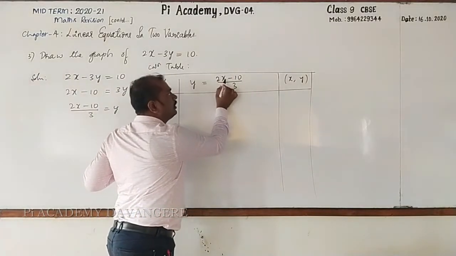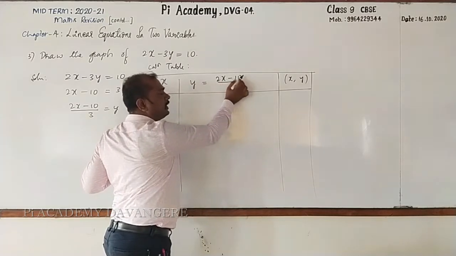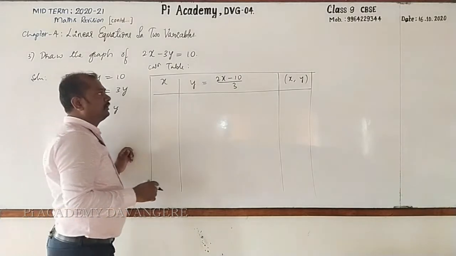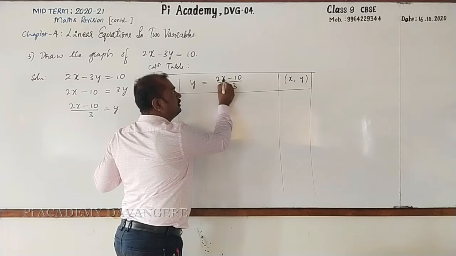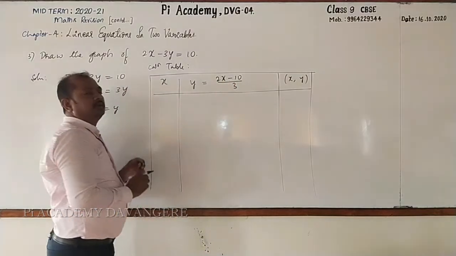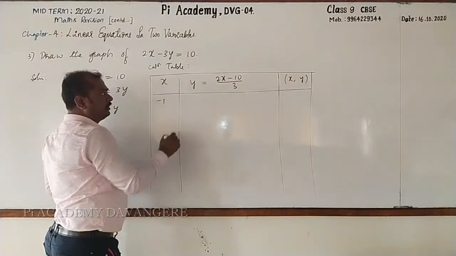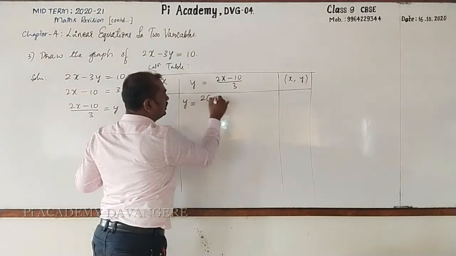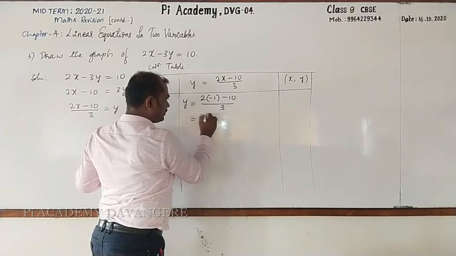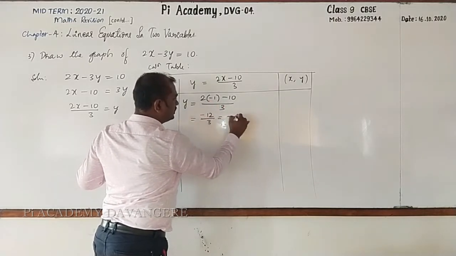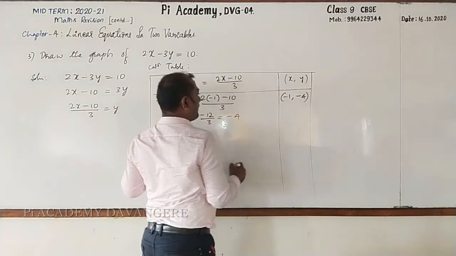You may take 1. When you take 1, 2 ones are 2. 2 minus 10, minus 8. Minus 8 by 3, not divisible. Next, take minus 1. 2 into minus 1, minus 2. Minus 2 minus 10, minus 12 is divisible by 3. You can take minus 1. Then y is equal to (2 into minus 1 minus 10) by 3. It is equal to minus 12 by 3 is equal to minus 4. Minus 1 comma minus 4.